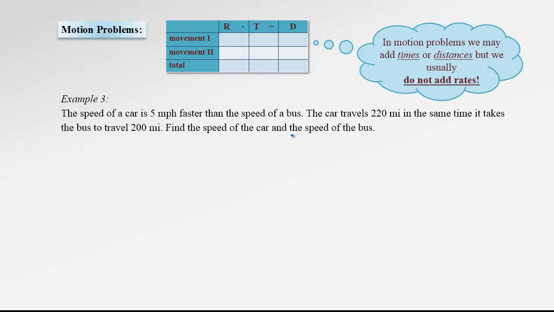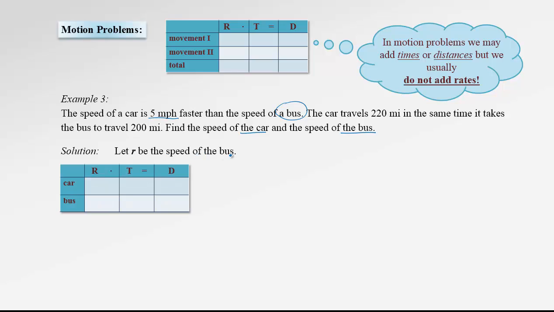Let's see the question again. Find the speed of the car and the speed of the bus. So we need to find two things, right? But if we want to use just one variable, we need to make a decision. Introduce a variable for the speed of the car or a variable for the speed of the bus. What's better? Since from the first sentence, we know that the speed of the car is 5 miles per hour faster than the speed of the bus, therefore, it's easier to set up a variable for the slower vehicle, so we can use addition for the faster one. Okay, let R be the speed of the bus then.